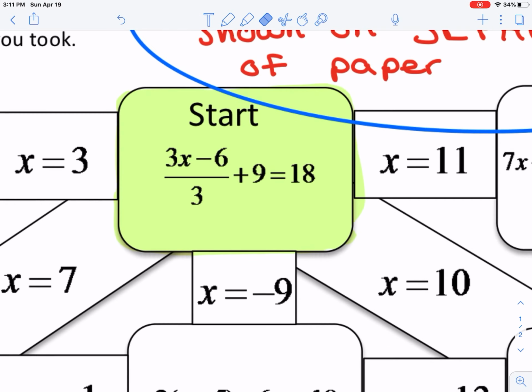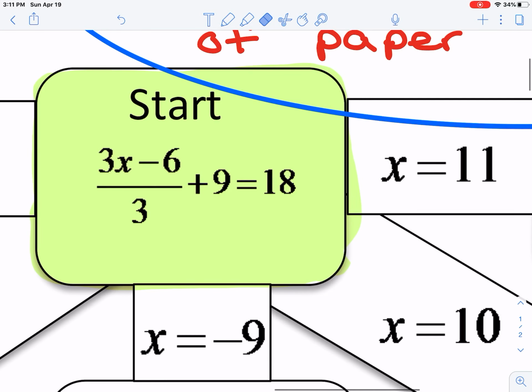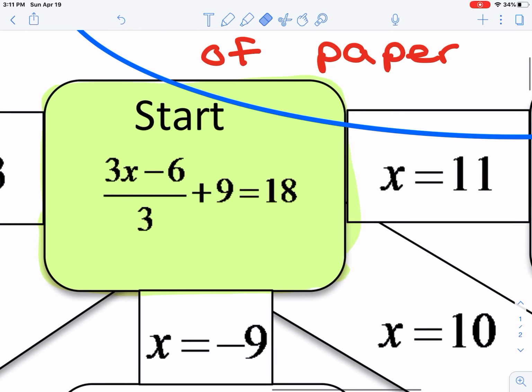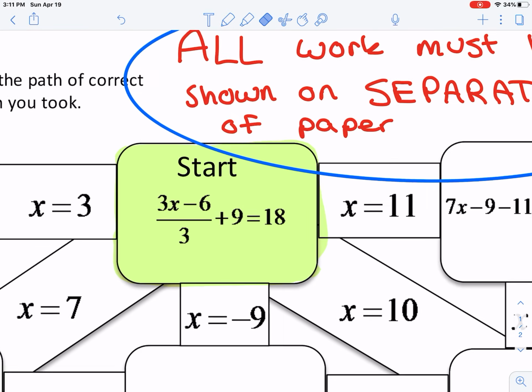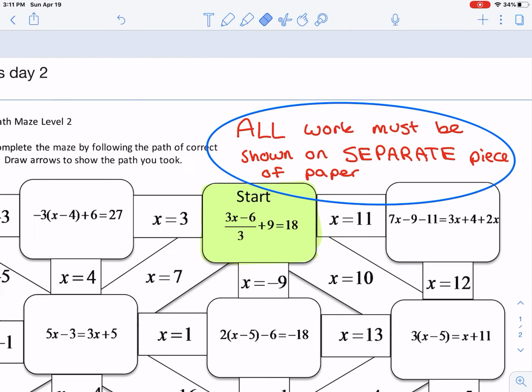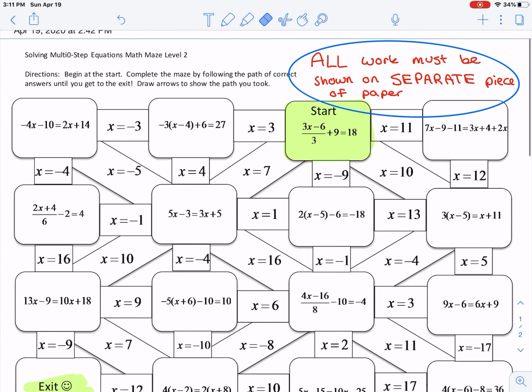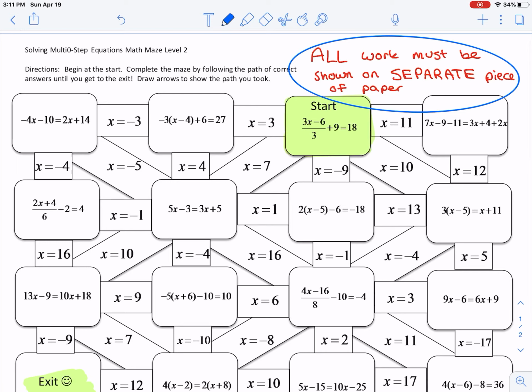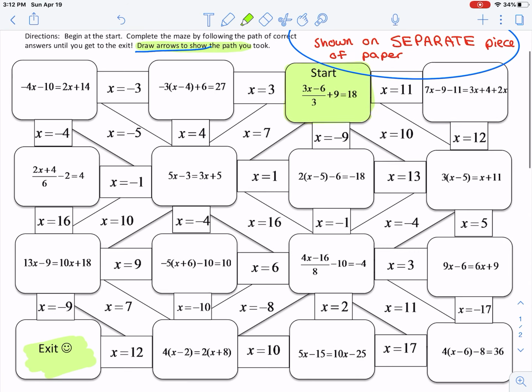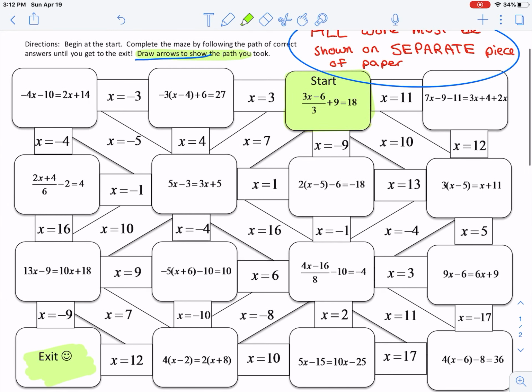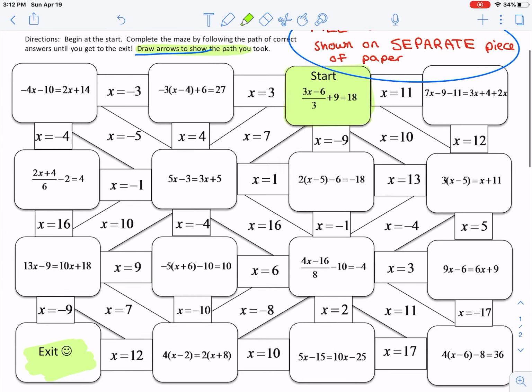So I want to go over this first starting problem with you guys just because it's a tiny bit different than what you've seen before. I'm sure some of you can figure it out on your own, but just in case, I do want to make sure I go over this. So again, you're going to be doing all your work on a separate piece of paper. Instead of drawing the arrows, I suggest you highlight them again, and just like that last maze, I will send this back for you to resubmit if you don't follow the correct path.